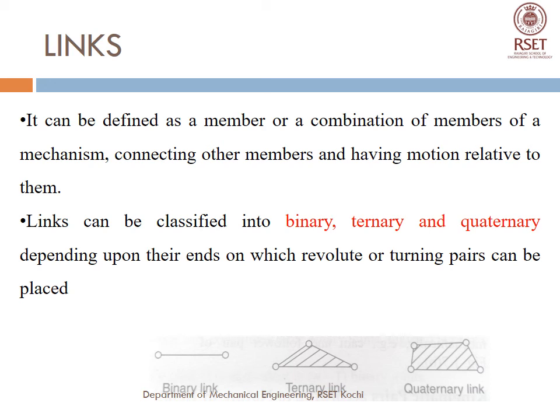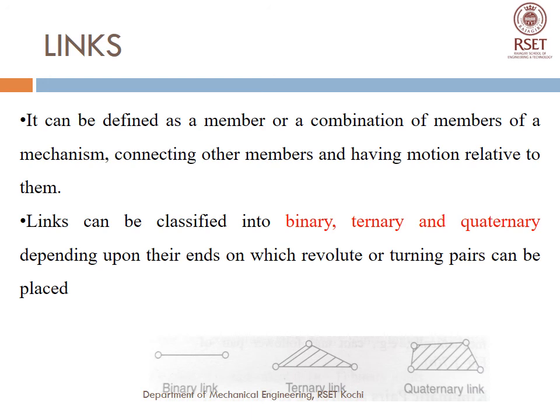Similarly, you can find a ternary link in the figure. There are three points to which we can connect another link. In quaternary links, there are four points to which we can connect four other links. Both ternary and quaternary links have been shown as shaded figures. That means it is actually a rigid frame. The ternary link doesn't mean that it has three links. It is actually a rigid frame, and the links with which we are forming a ternary link don't have relative motion.